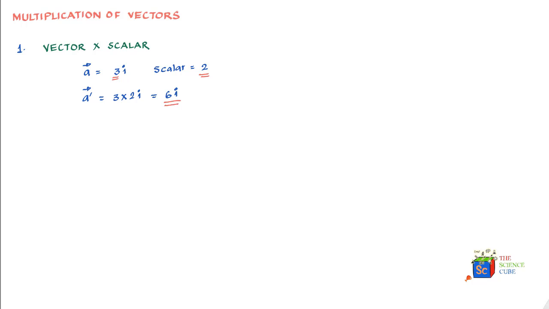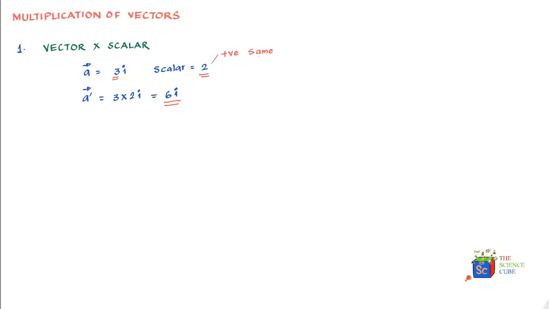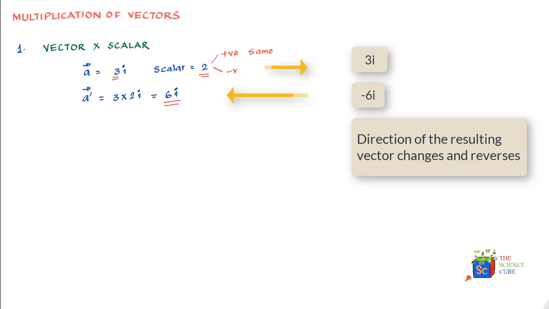And if the scalar quantity is positive, then the direction of the vector does not change. It remains the same. But if the scalar quantity is negative, then the direction will change.